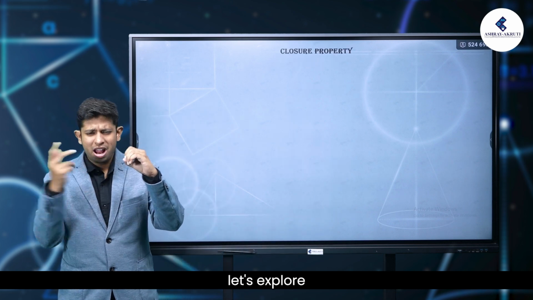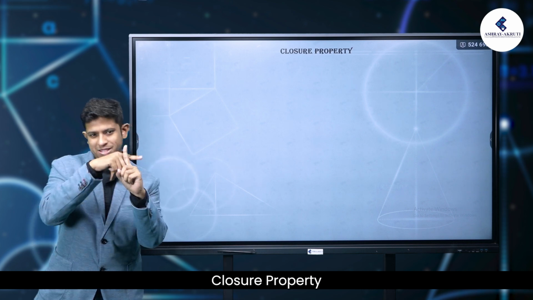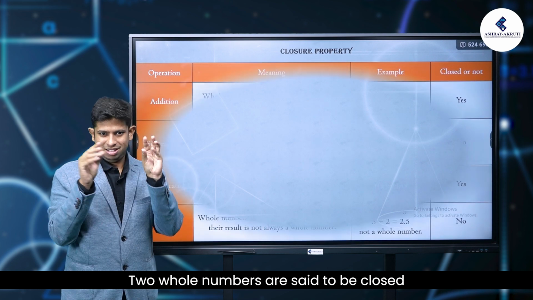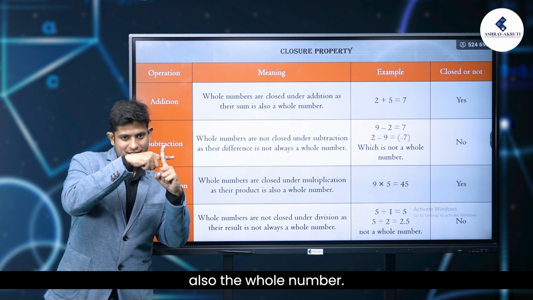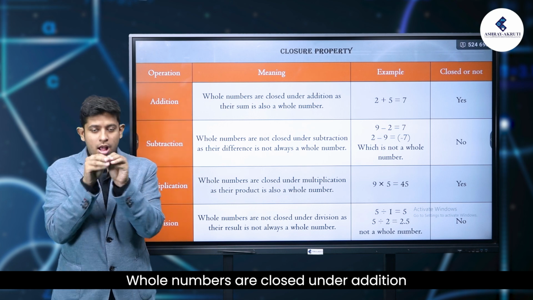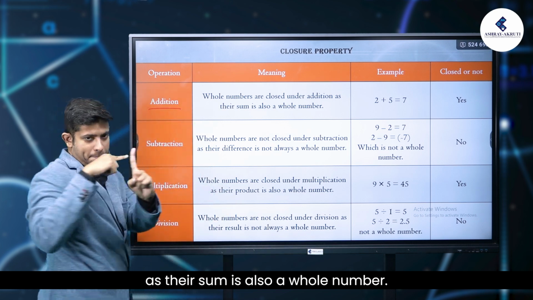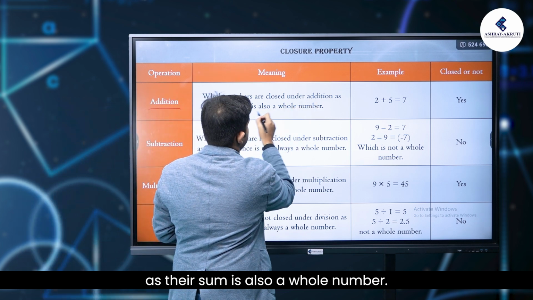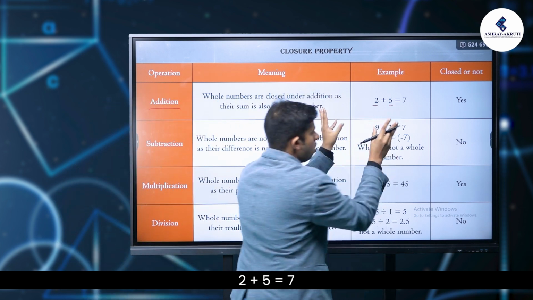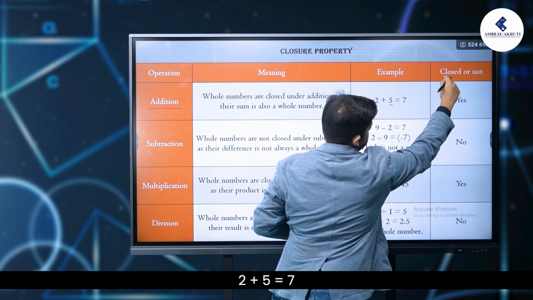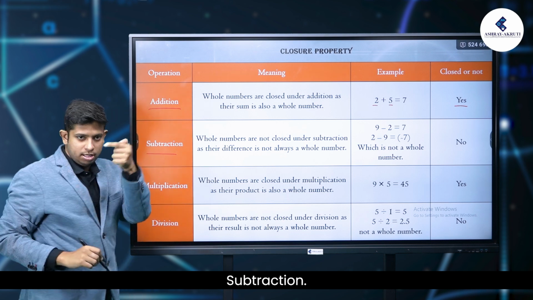Children, let's explore the properties of whole numbers. Closure property. Two whole numbers are said to be closed if their operation is also a whole number. Addition. Whole numbers are closed under addition as their sum is also a whole number. Example, 2 plus 5 is equal to 7. Closed or not? Yes.